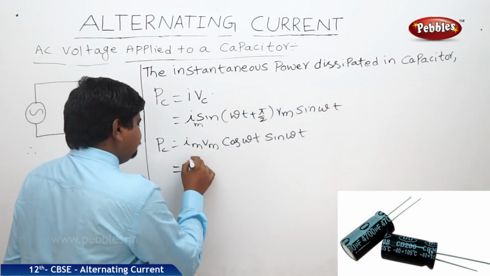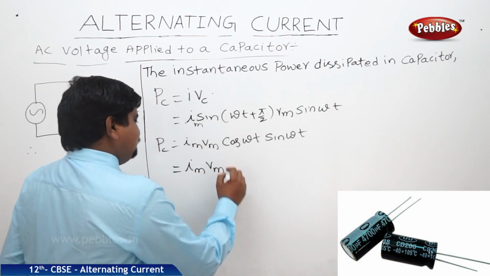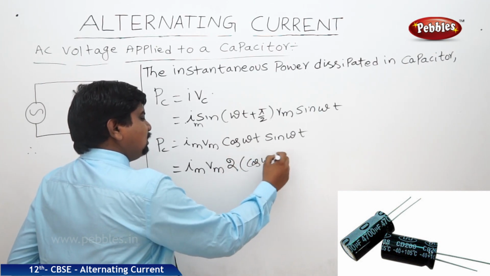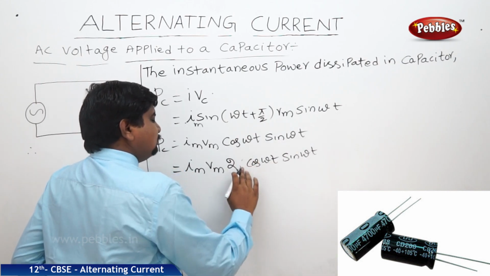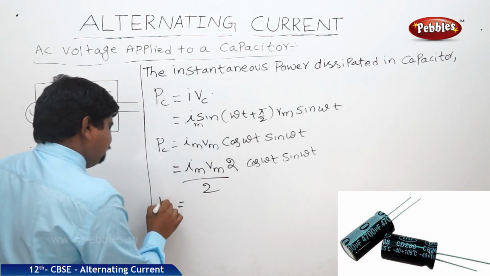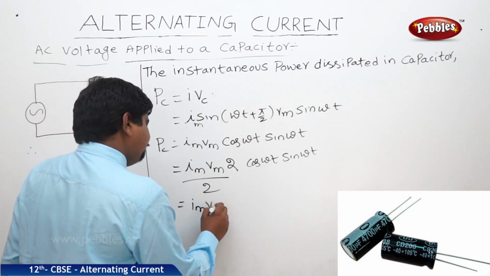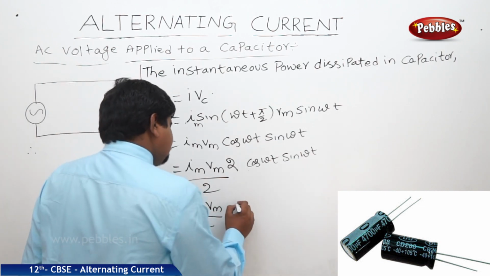Therefore, Im Vm cos omega t into sin omega t. Again we are multiplying with 2 and dividing with 2. Therefore, we can write PC is equal to Im Vm by 2 into 2 cos omega t sin omega t, which is nothing but sin 2 omega t.